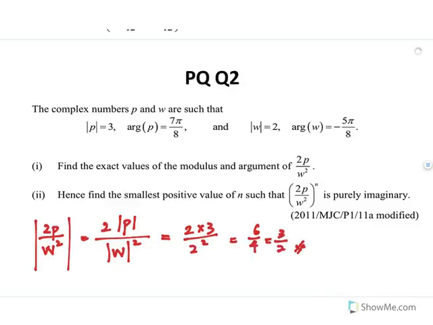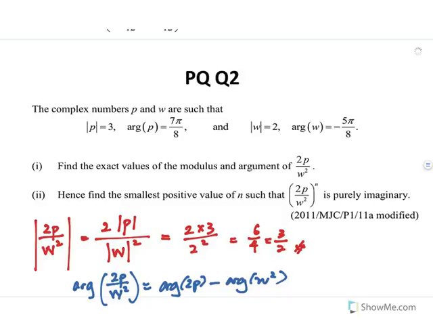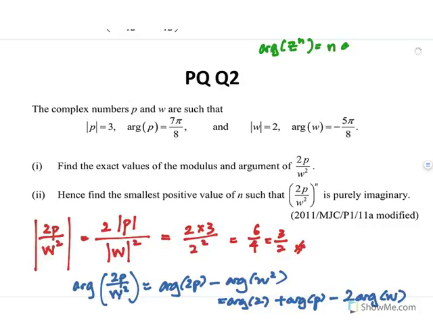What about the argument of 2p over w squared? You can say this is the same as the argument of 2p minus the argument of w squared, correct? And the argument of 2p is the same as the argument of 2 plus the argument of p. So we can actually do multiplication just with the argument. The argument of w squared is the same as 2 times the argument of w. Remember, you recall in the notes, the argument of z to the power n is n times the argument of z.